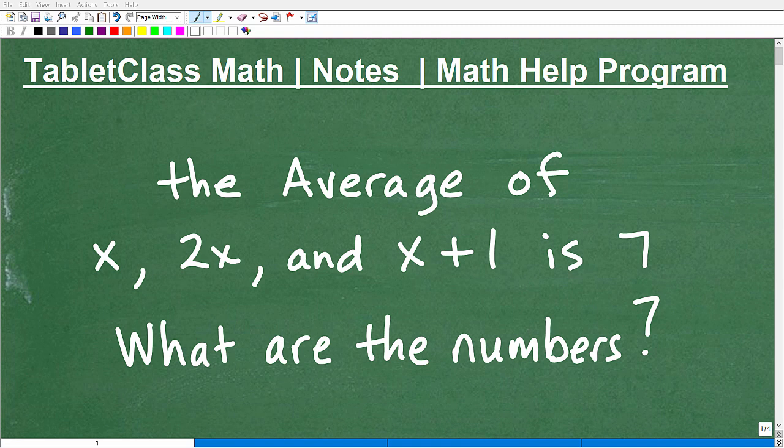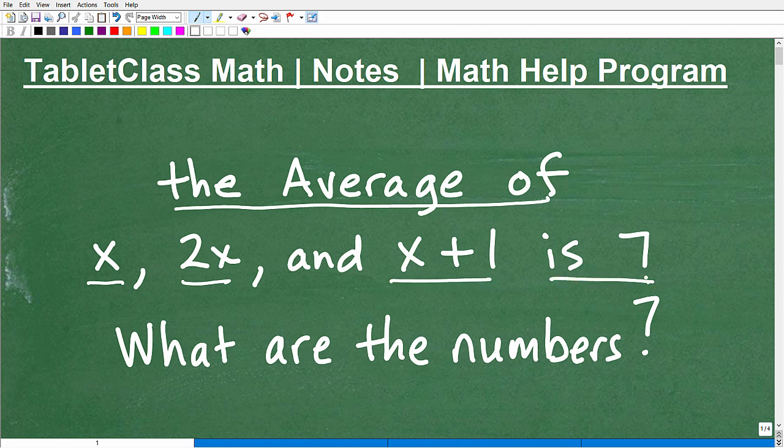Okay, so we're going to tackle this nice little algebra problem here. And the problem is the average of x, 2x, and x plus 1 is 7. Okay, so we have three numbers here, x, 2x, and x plus 1. Of course, those are variable expressions, but we know that the average of these three numbers is 7. And we're asked to find out what are the numbers.